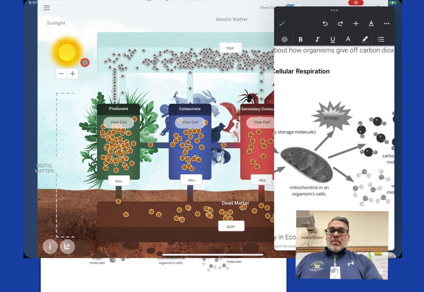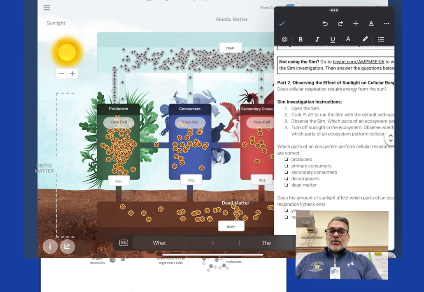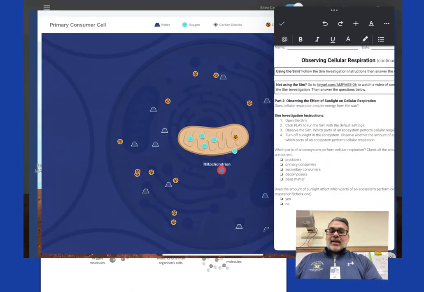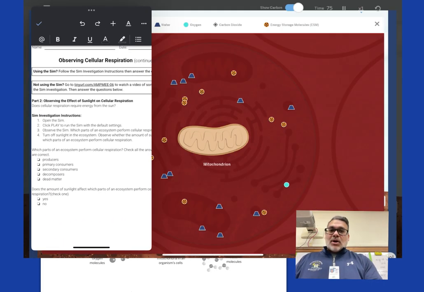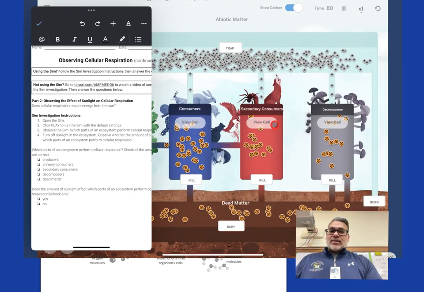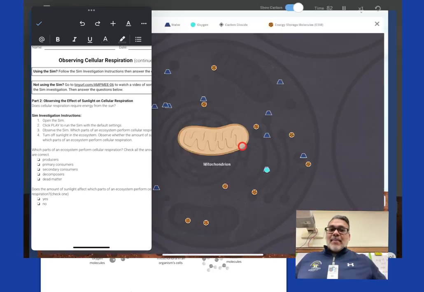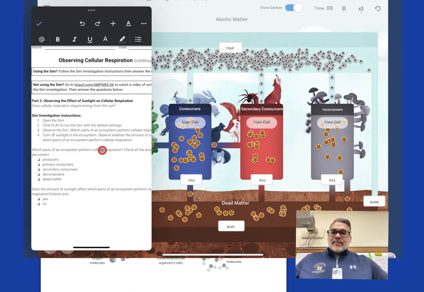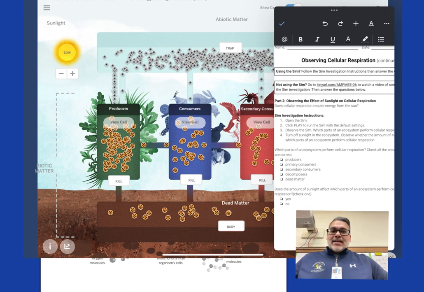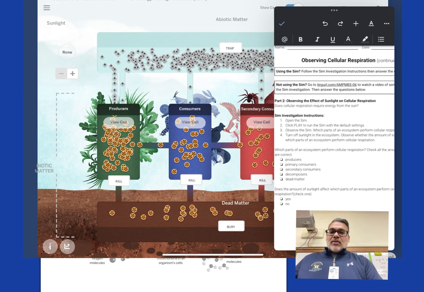So when we open up the producers here, and here's a consumer, look at that. In cellular respiration, water goes in, energy storage molecules go in, which is glucose, and out comes carbon dioxide. It happens in all of them, right? It happens in all of them. So I just wanted to show that to you quickly. And now I'm showing you the video where it's doing the actual investigation.